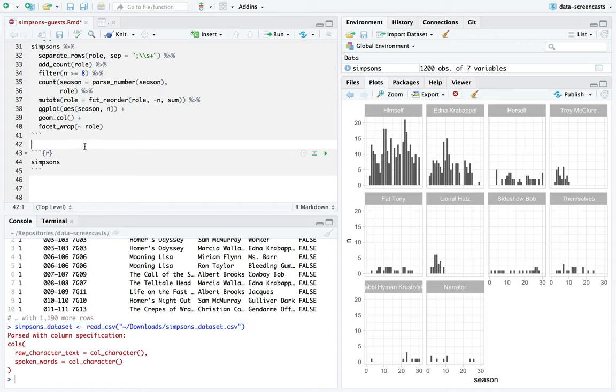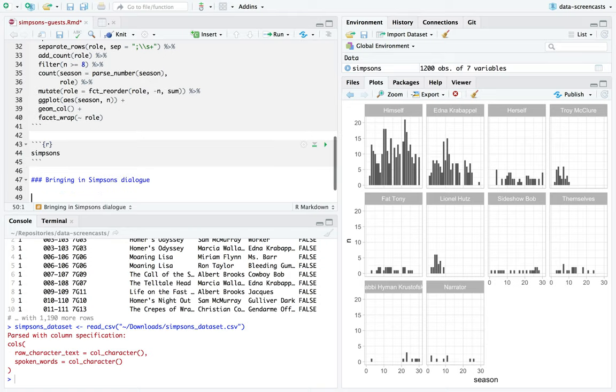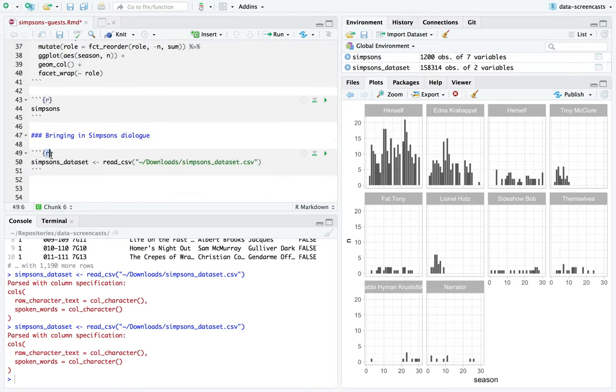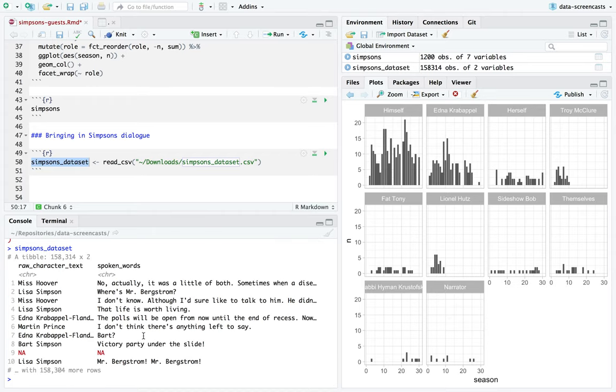All right, so bringing in Simpsons dialogue. I'm going to see if I can link these two data sets. Doesn't even include the episodes? Lame. I think I can still do some interesting things.